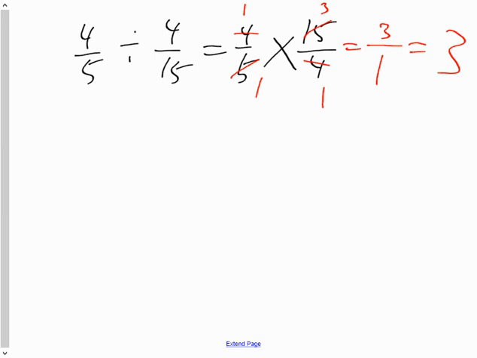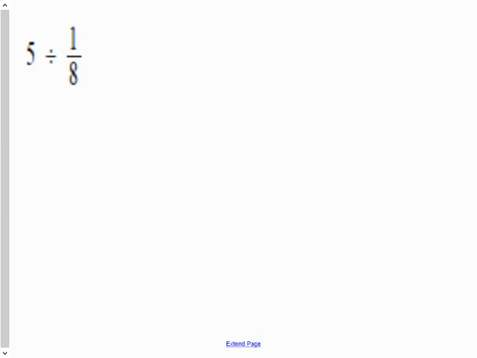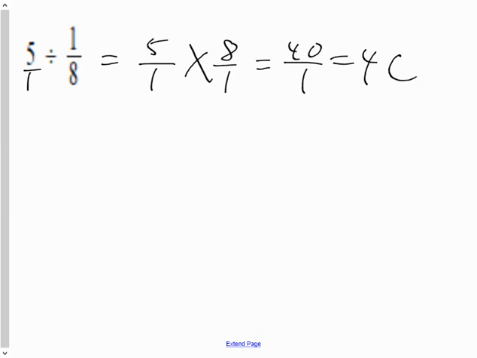Now on to the next question. 5 divided by 1/8. Remember, when you have a whole number, think of it as being 5 over 1. Keep your first fraction, change to multiplication by the reciprocal. 5 over 1 times the reciprocal of 1/8, which is 8 over 1, will give you 40 over 1, which is simply the whole number, 40.